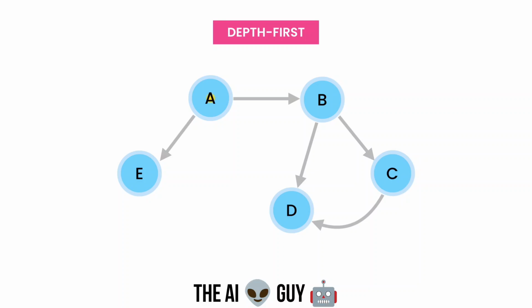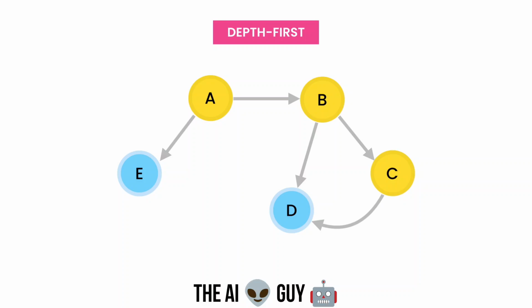We start from the A and visit this node. Now we look at its neighbors, the B and the E. Let's assume that the B was inserted first. So we go down this path and visit the B. Now we look at the neighbors of the B. Let's assume that the C was inserted first. So we take this route and go to the C.